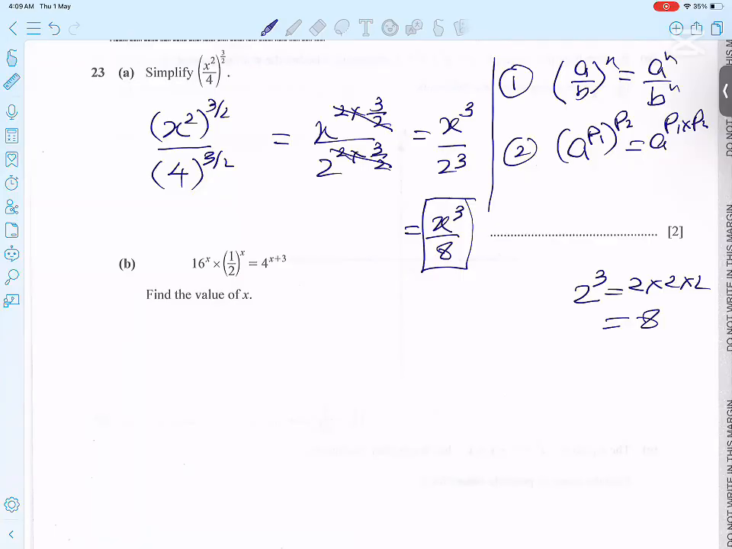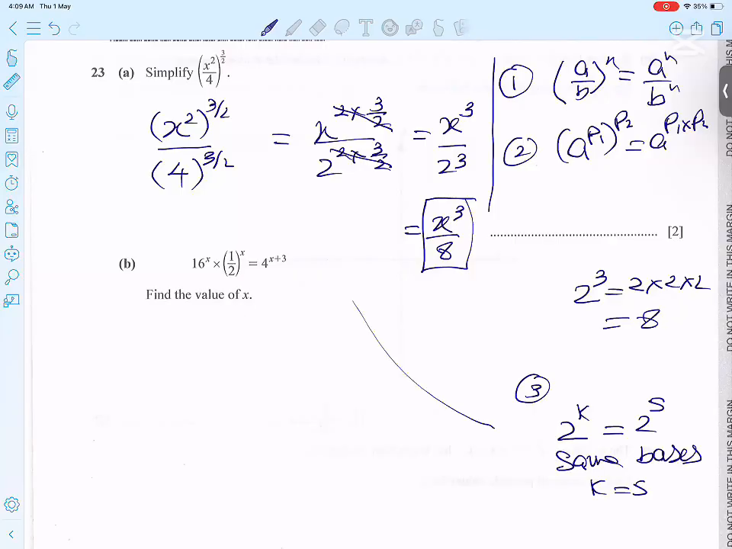So B part, what is the question here? We have a 16 power x and we have to find out x. How can we find this kind of question? First of all, we have to try to make the same basis. Property number third: if I say, for example, 2 to power k and 2 to power 5, these two are the same basis. I can leave the base and I can take the power. So this concept I'm going to implement here.